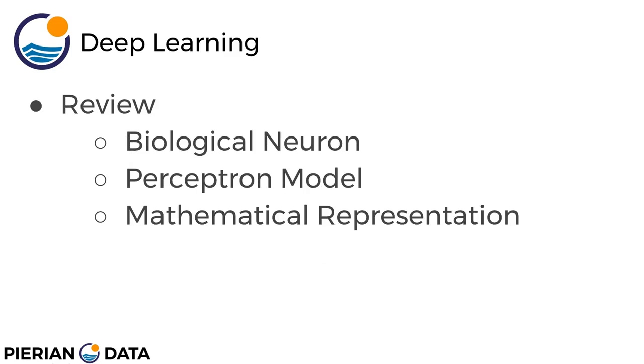As a quick review, in this pretty simple lecture, we covered briefly the following. We discussed in very basic terms how a biological neuron works, then how that can be reflected in a perceptron model, which is the artificial neuron, and then the mathematical representation of that perceptron model.